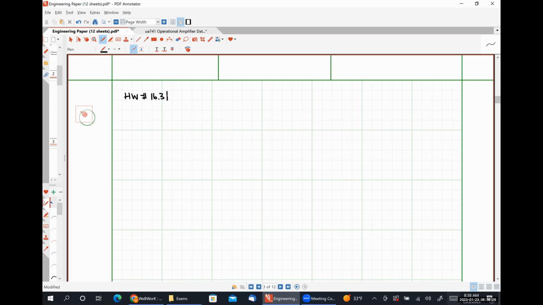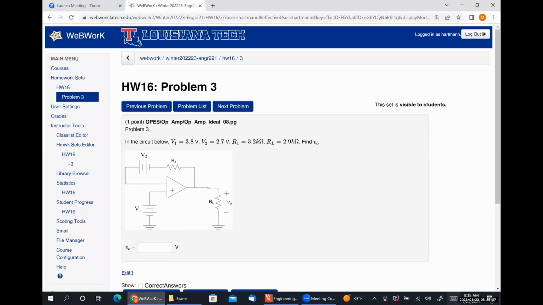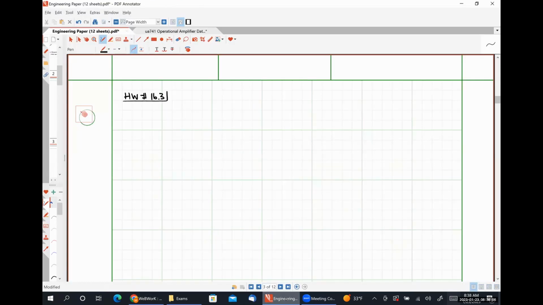So if memory serves me correctly, this is where we are going to have to modify our analysis. Yep. So we have a voltage source connected to our non-inverting input terminal, but we also have a voltage source in our feedback loop. All right. So let me draw this out.